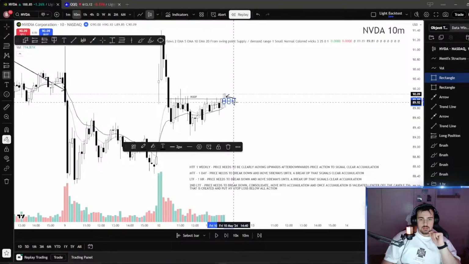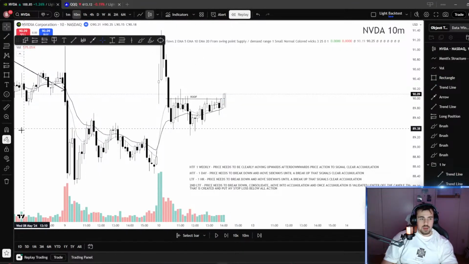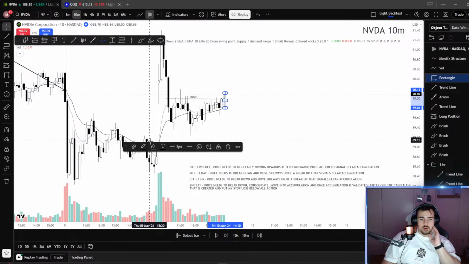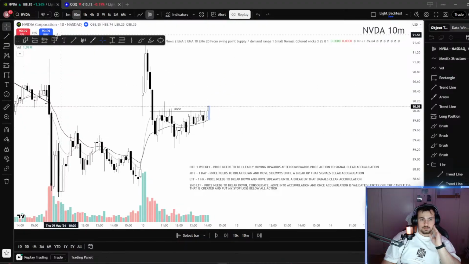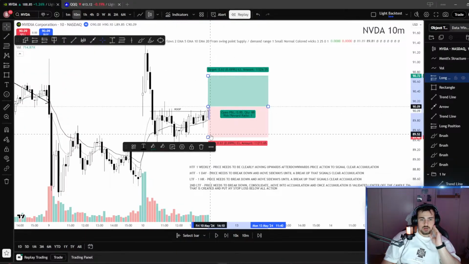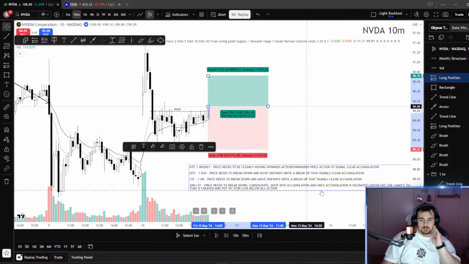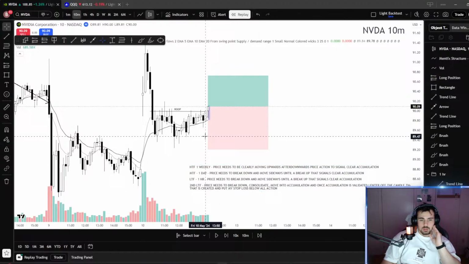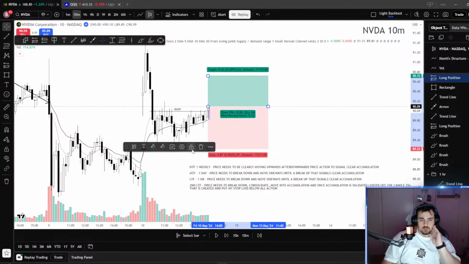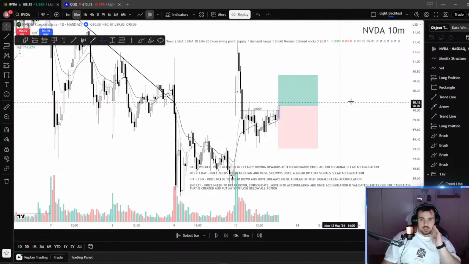Highlight that so everyone can see. Get rid of that. Make this a darker color. So boom, I enter here. I put my stop loss below all action. So all action, my stop loss would be down here. And I just let the trade go.